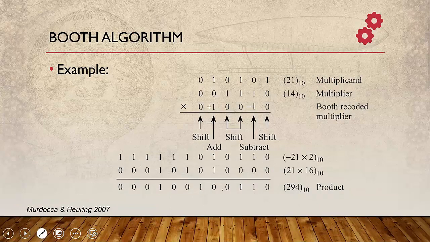Let us look at one example. Let's say we are multiplying 21 with 14. The multiplier is 14, and if we convert to binary, we can see a group of 3 ones in 14. So according to Booth algorithm, this group of ones has to be recoded. The first one in the group, the LSB one in the group, becomes negative 1. And the 0 that comes immediately after the group becomes positive 1.